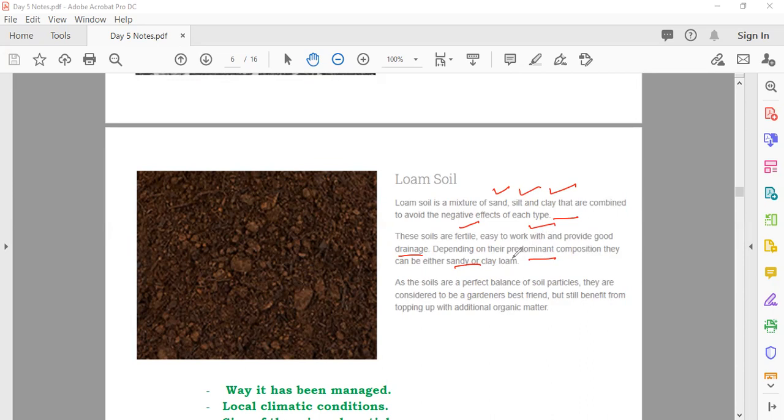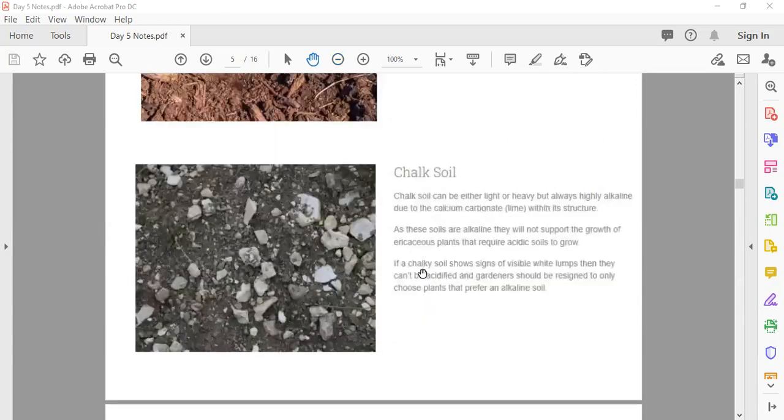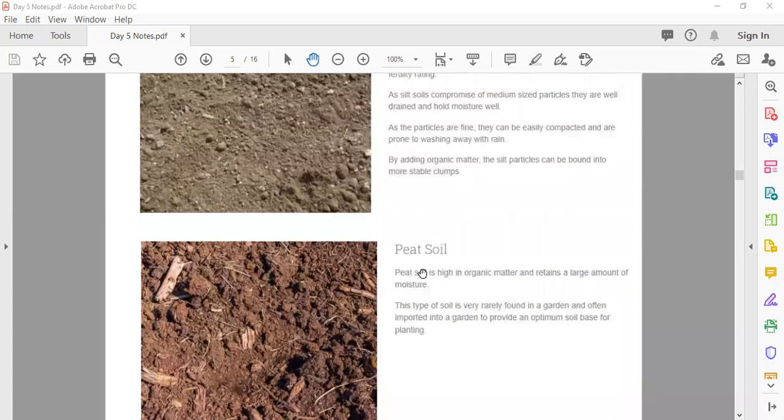Sometimes you can find sandy loam or clay loam, you can say this also, instead of only loam soil, because it is mixed with sand and clay. So you can say sandy loam or clay loam. So these are types of the soil.